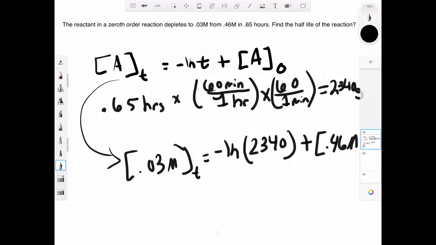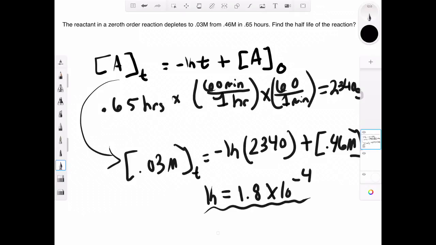By plugging everything into a calculator, we're able to realize that k equals 1.84 times 10 to the negative 4. So now that's just figuring out one part. We figured out what k is equal to. The only reason we did this was because we need to plug k into the overall general formula for the half-life of zero order.